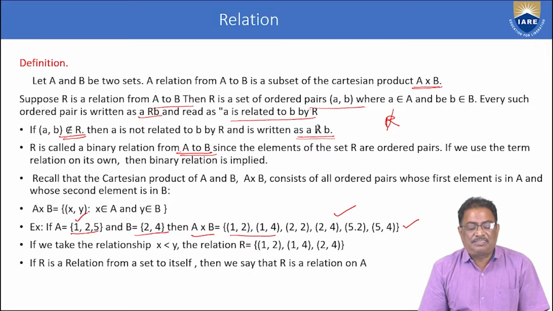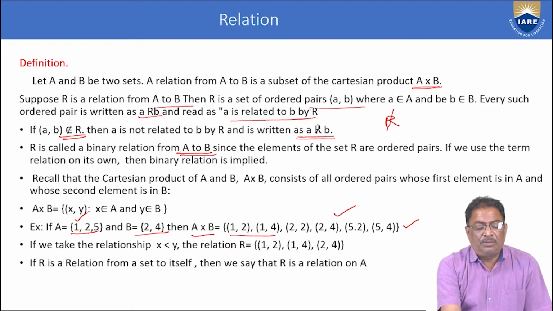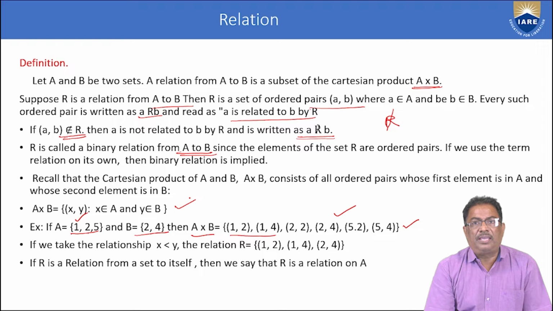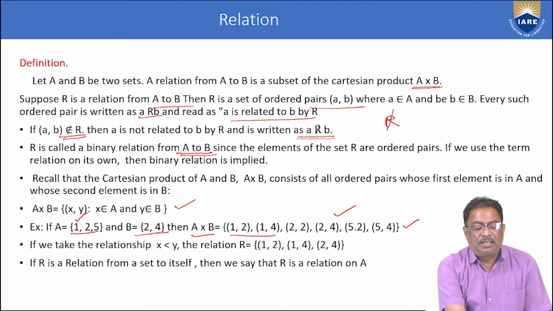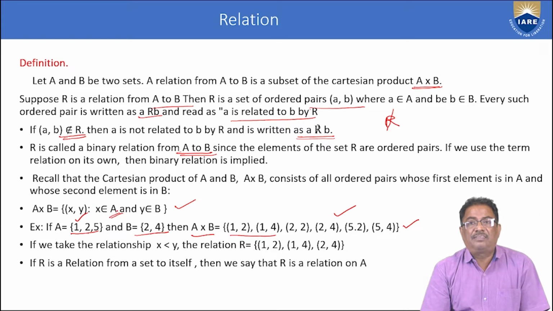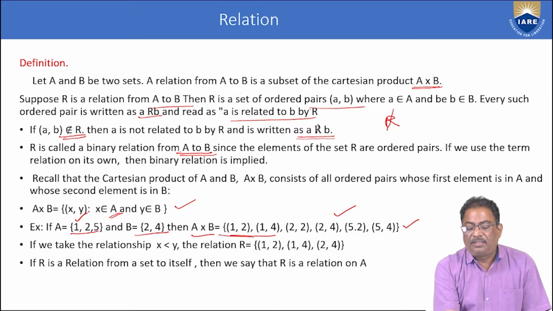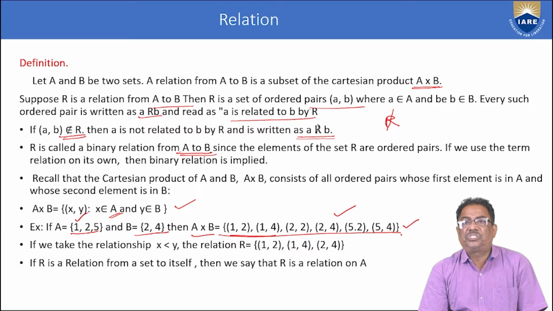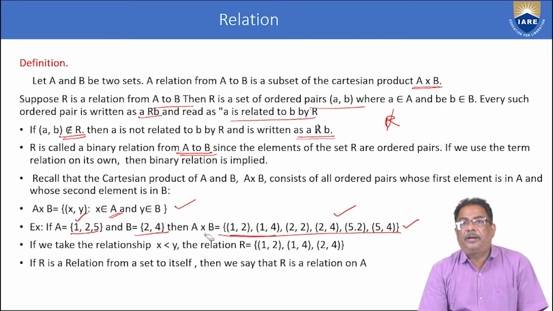So now let us consider the example. Here I am taking the Cartesian product A cross B as the set of all ordered pairs. The first element is a member of the first set and the second element is a member of the second set. So A is one set and B is another set. This is known as a Cartesian product. That means we have to consider all the ordered pairs.